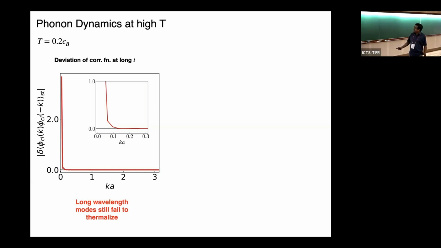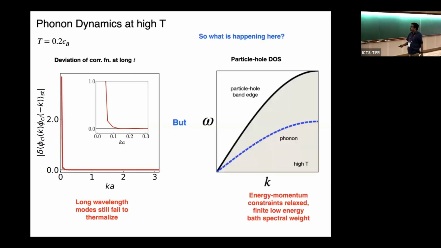Yeah? And I'm again calculating the deviation of the dynamical correlator from the thermal value. And you can see that at low K, it again starts picking up. So the low K modes again fail to thermalize. Now you have a problem because at this point, if I look at the particle hole density of states, they are all over the place. The phonon should see a bath, and there's no particular reason for it not to thermalize.